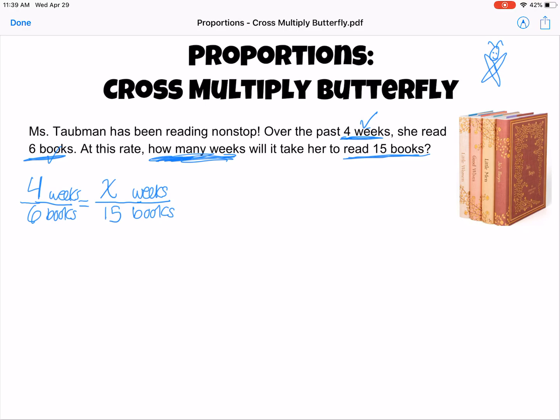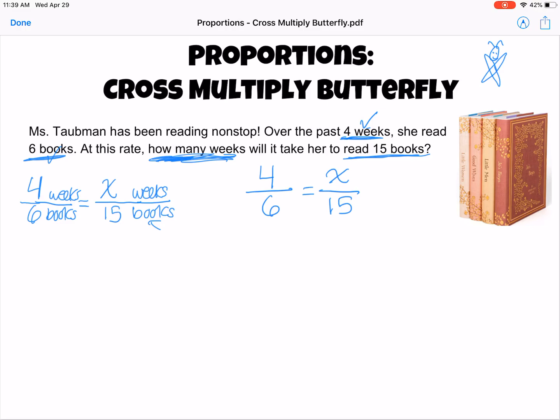Now, when we do cross-multiply butterfly, it's helpful if we don't have our units. So I'm going to rewrite this without our units and just with our numbers and our variable. So 4 over 6 equals x over 15. So this first part was just to help us get it set up correctly. And now I'm going to write it out without it.